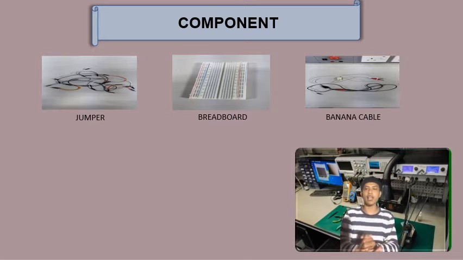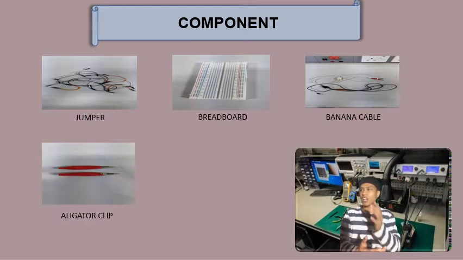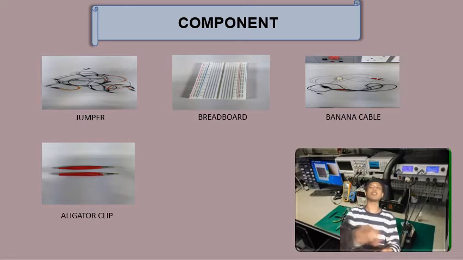Then we use an alligator clip. It has a head like an alligator, but it is a wire. The function is the same as the banana cable. We connect the current, we make the connection. And the last one is the relay.